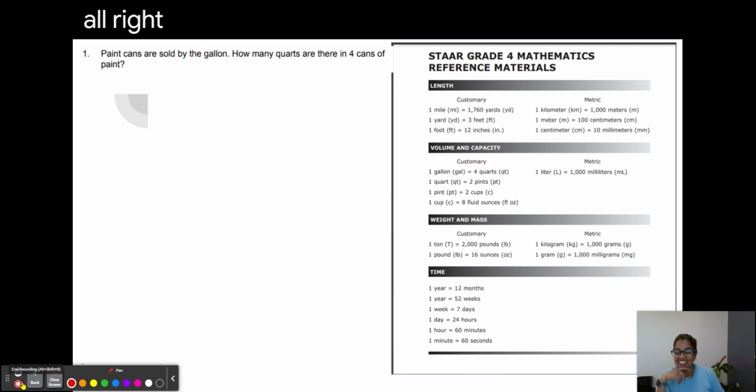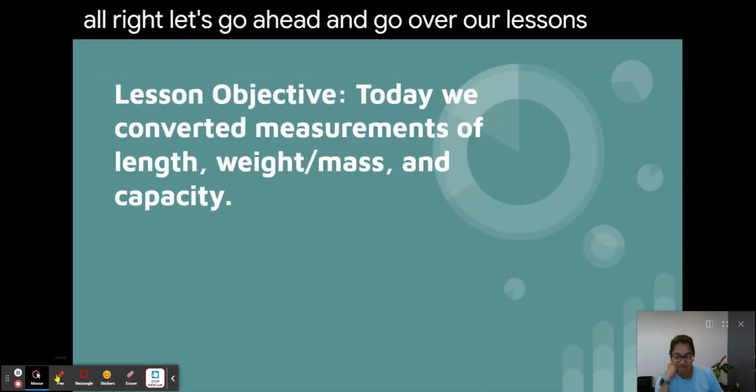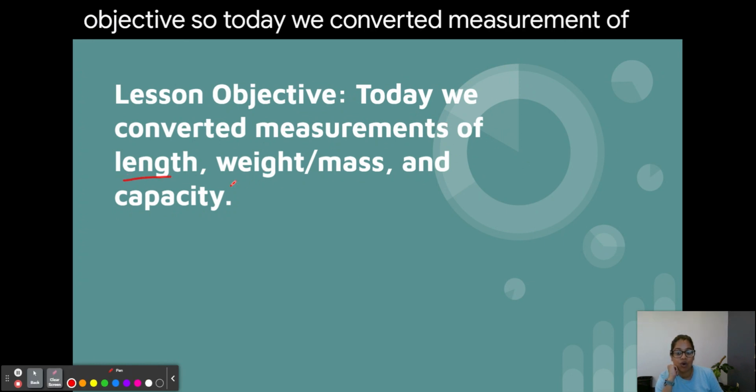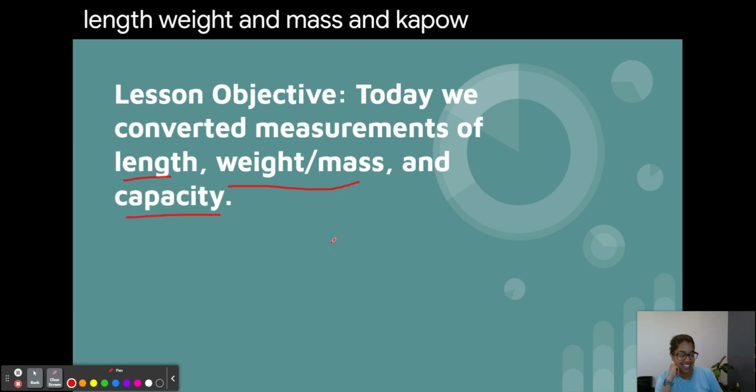All right, let's go over our lesson objective. So today we converted measurements of length, weight and mass, and capacity.